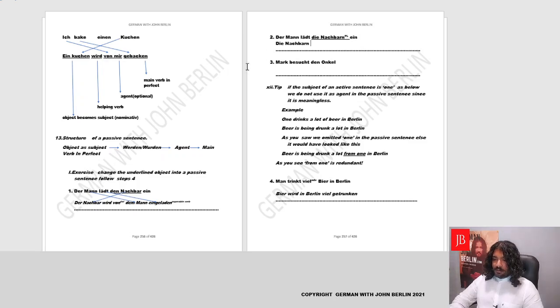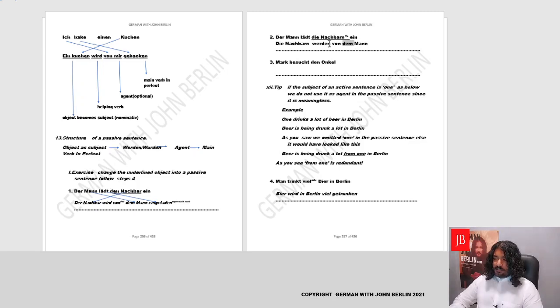So die Nachbarn. Now we'll introduce the helping verb, which is werden or wurden. How will we decide if it's present or past? As you see, it's written in the present. The man invites the neighbors. So we'll carry on with the present tense, that's werden, conjugated for die Nachbarn. That's third person plural. Ich werde, du wirst, sie, es wird. Wir werden, ihr werdet, sie, sie werden. Perfect. Die Nachbarn werden von dem Mann. How did I get dem? Von is dative, and dative articles are dem, der, dem, den. So masculine is dem.